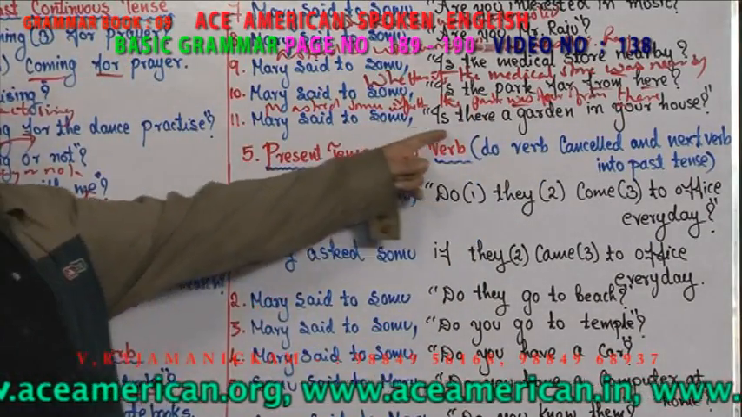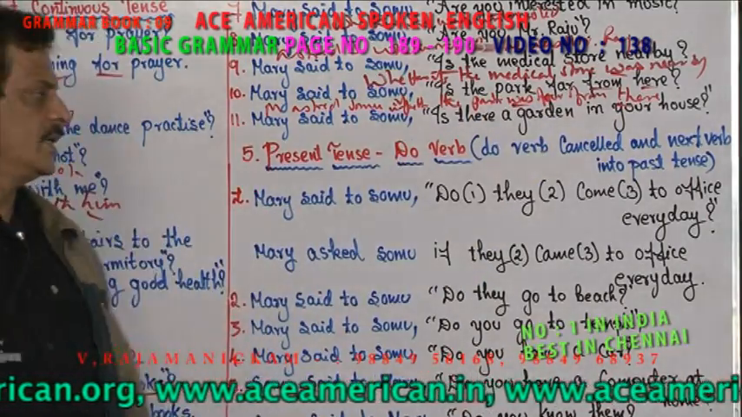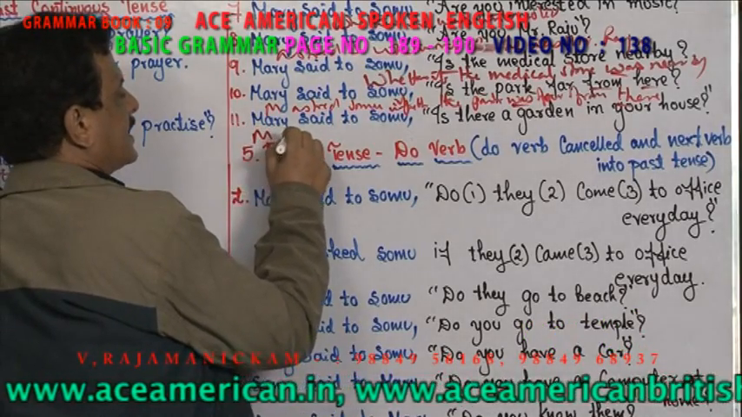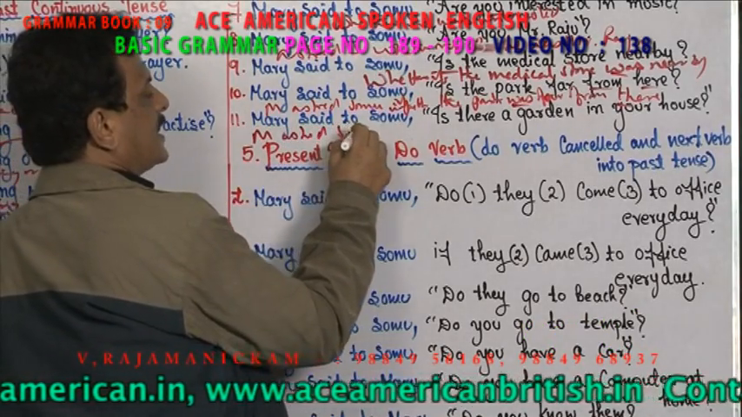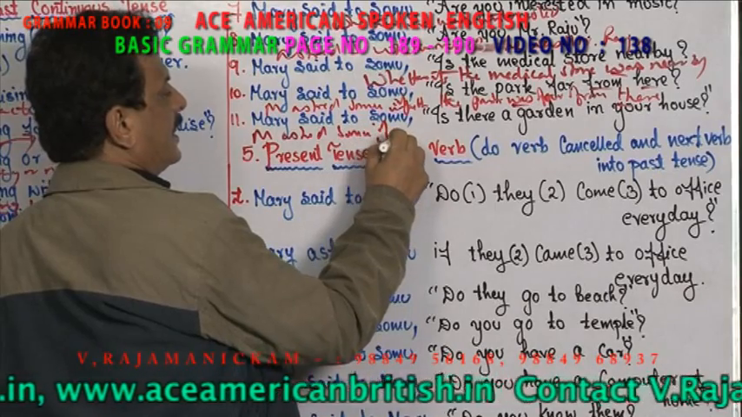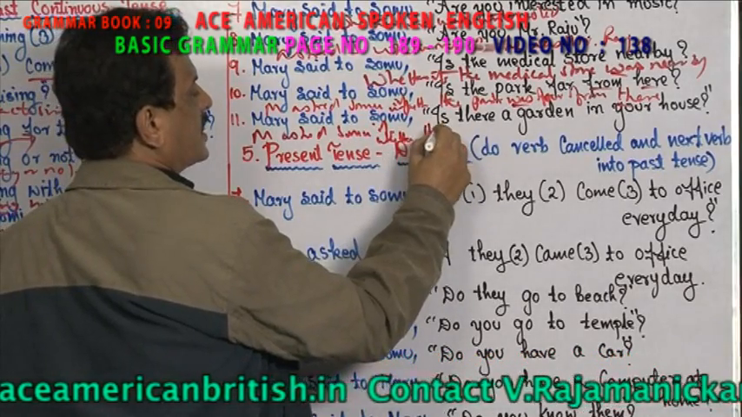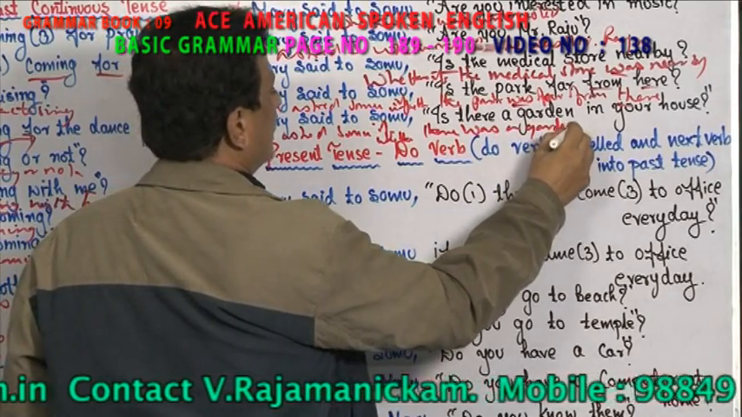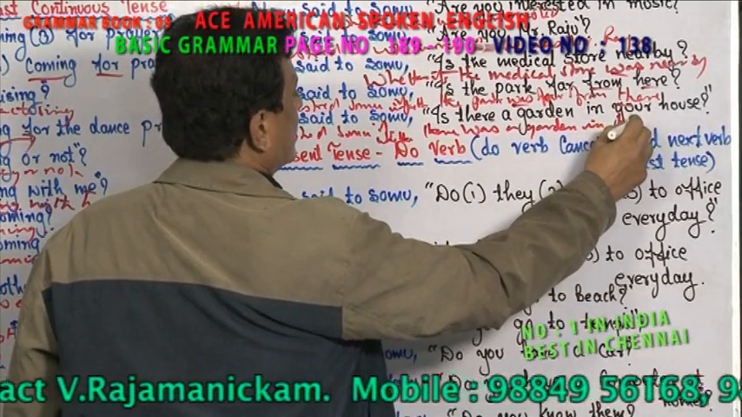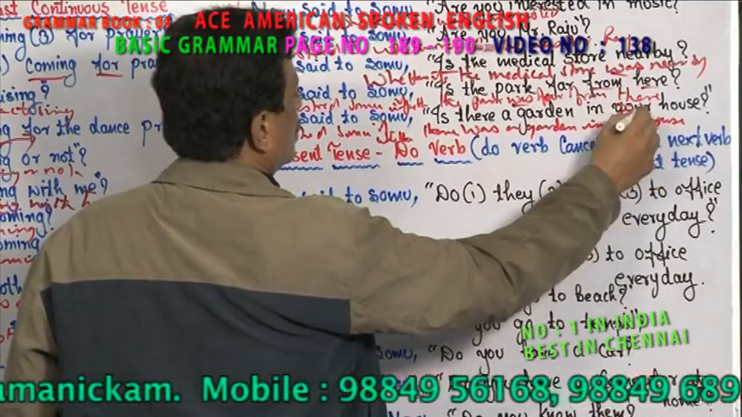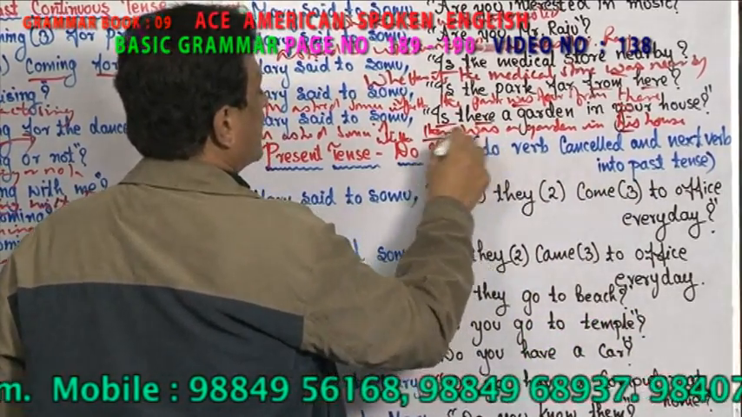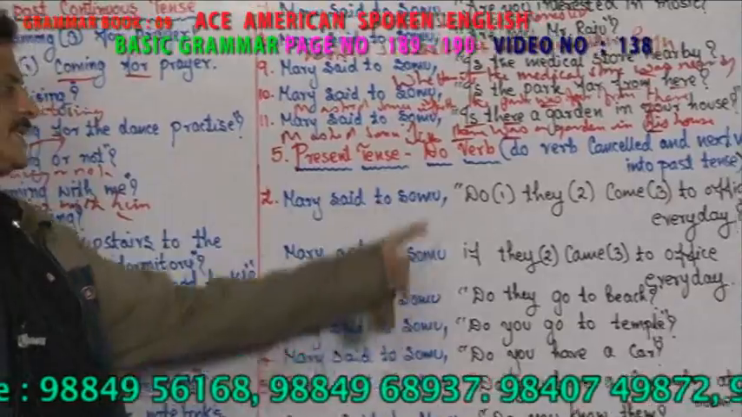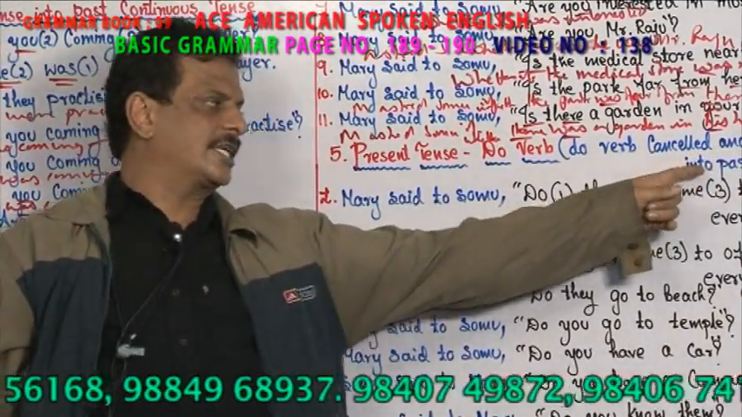Mary said to Somu, is there a garden in your house? How does it change? Mary asked Somu, yes, if or whether there was a garden in his house. Your house changes into his house. Is there changes into there was. Present tense, do verb, cancel the next verb into past tense.